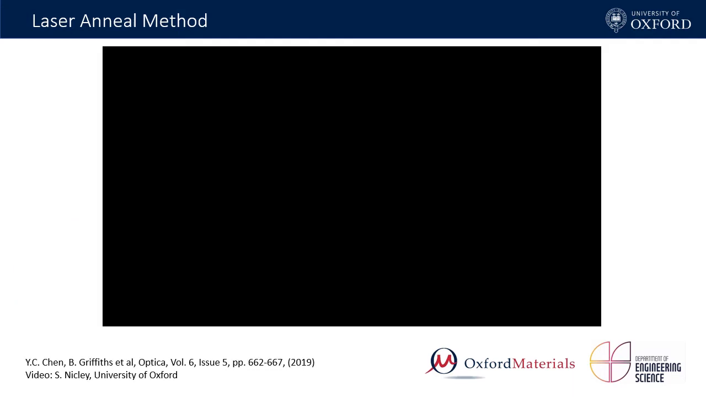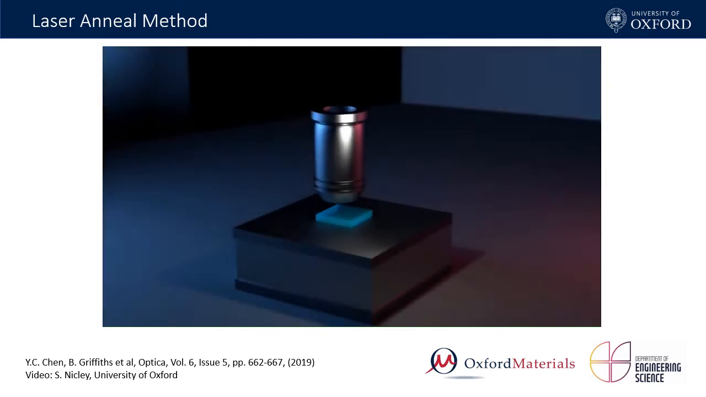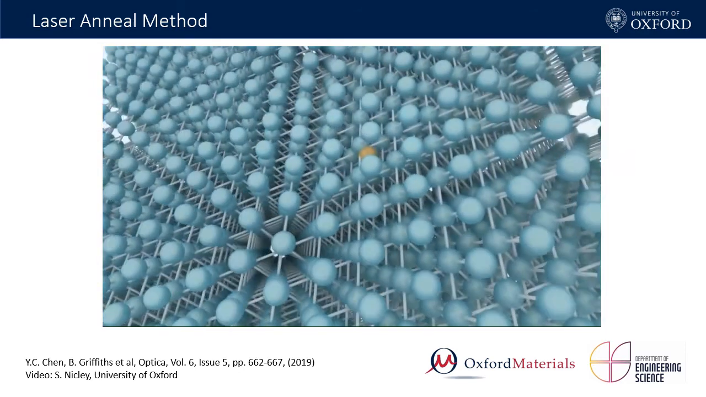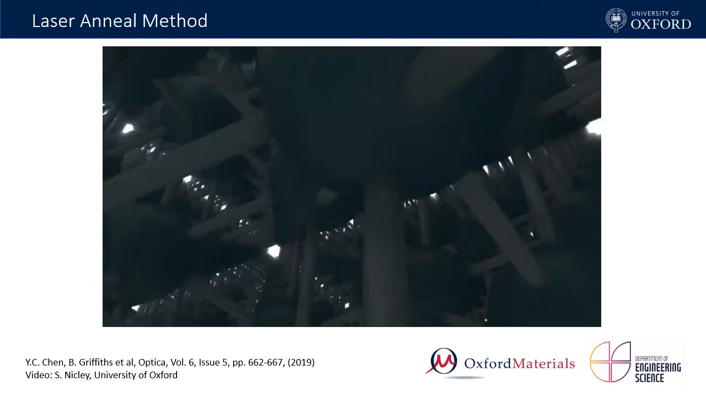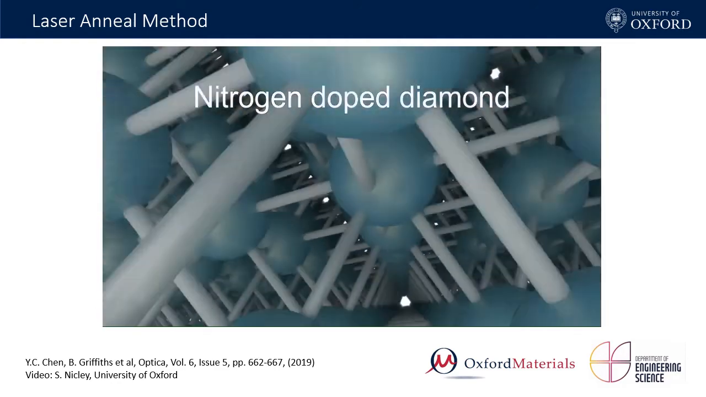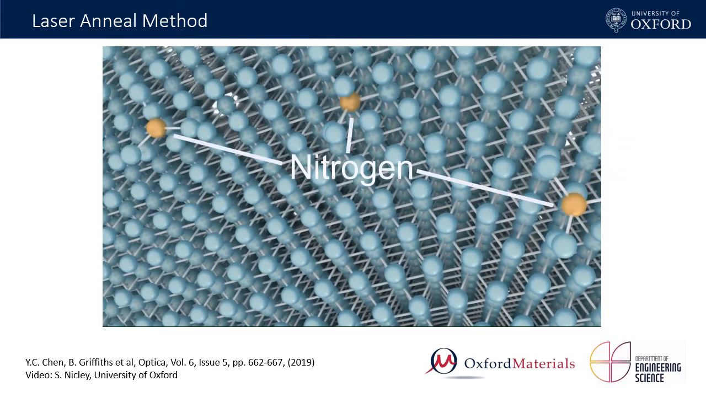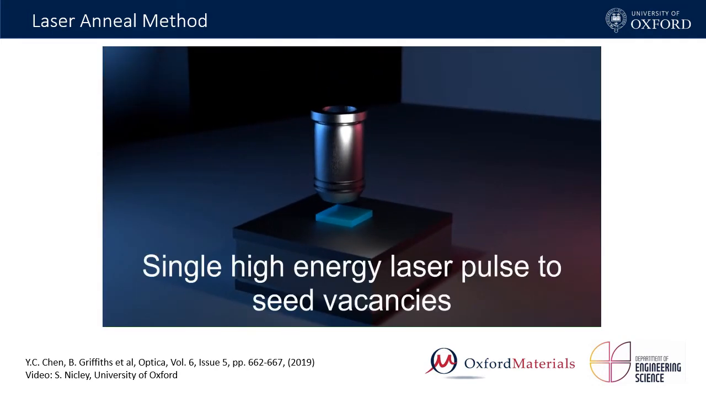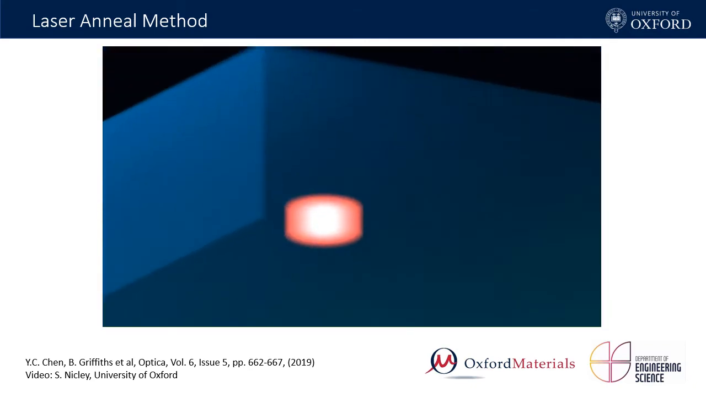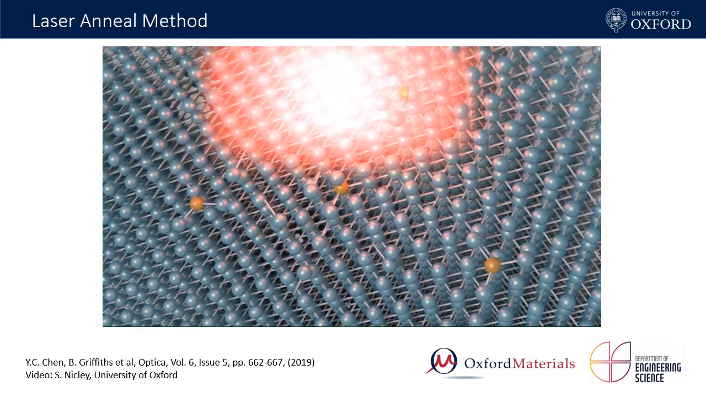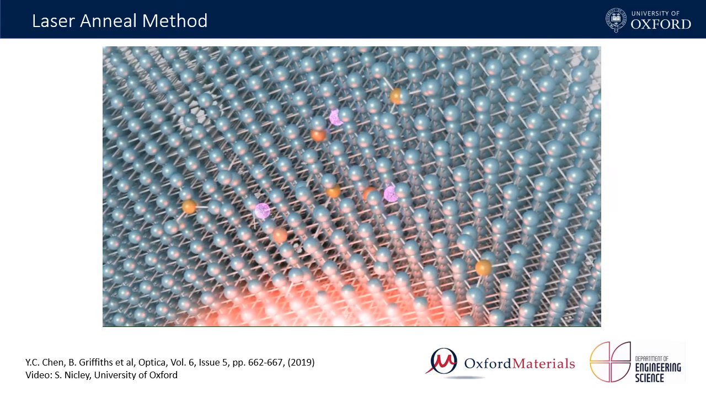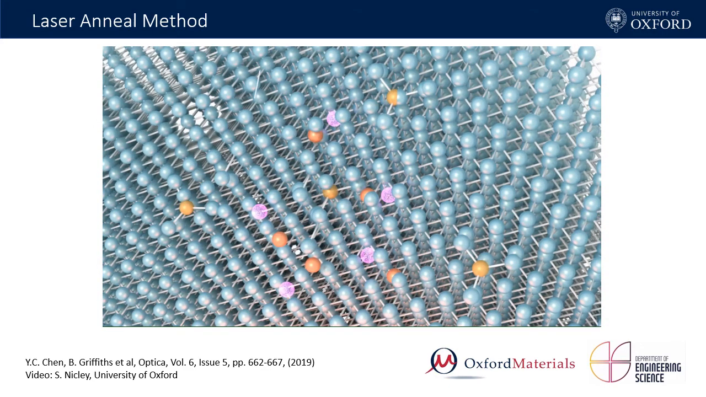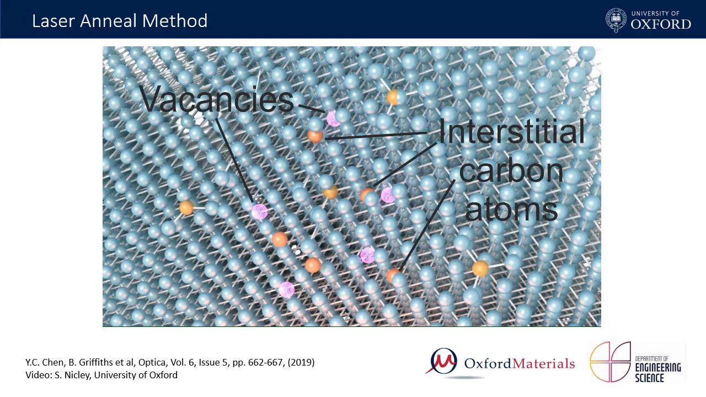Here we have a video which outlines the technique. We place the diamond under a high NA objective. The diamond is nitrogen doped, as can be seen in orange in this video. We send a single pulse of high energy laser light into the material, which has enough energy to break carbon-carbon bonds and knock some carbon atoms to interstitial locations. You can see here vacancies outlined in purple and interstitials outlined in red.